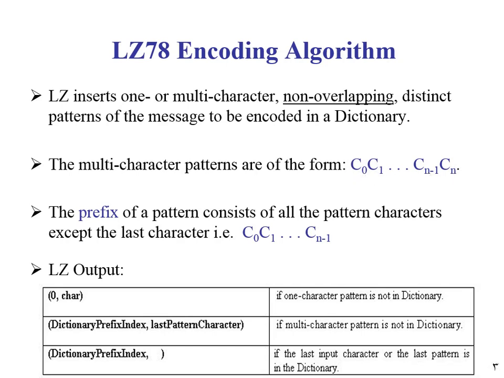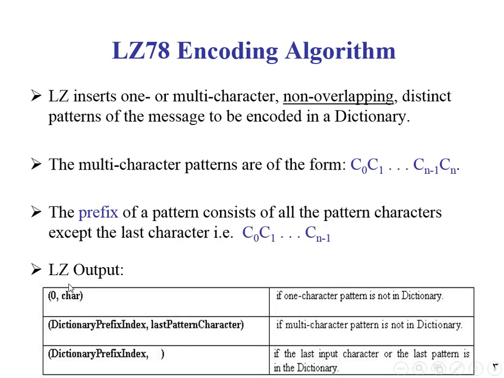The prefix of each pattern starts from C0 to C(n-1), which means that inserting a new pattern is based on a previous pattern. The previous pattern will be the prefix of the new pattern, and the completion of the new pattern is only one character.